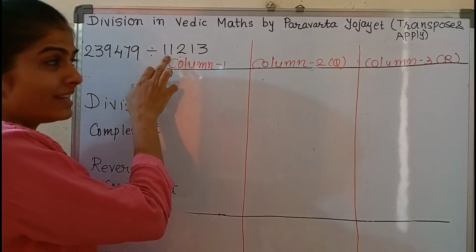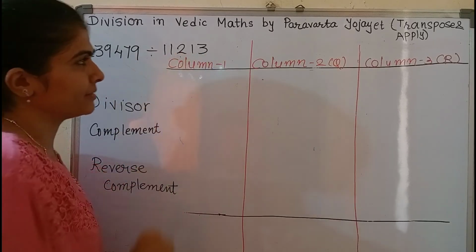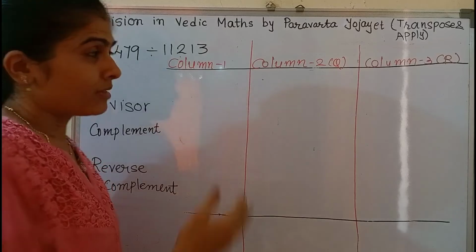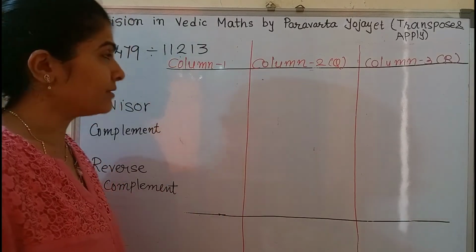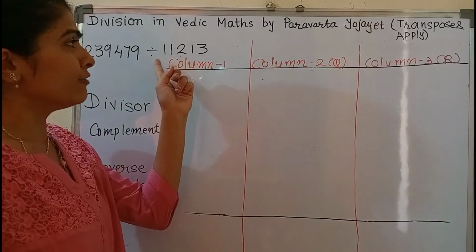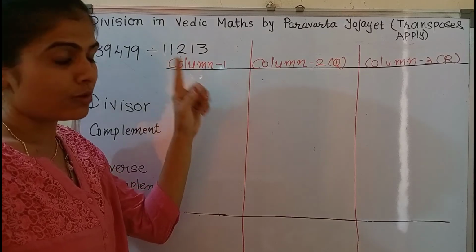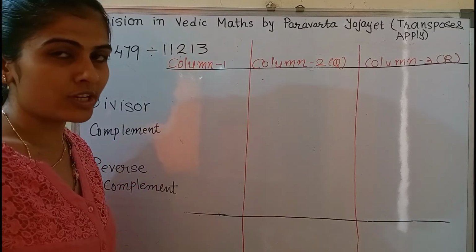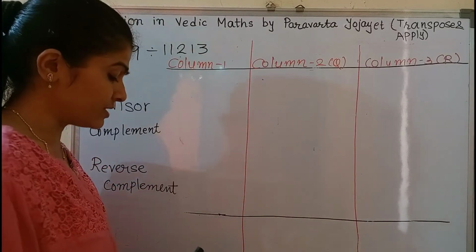2,39,479 divided by 11,213. So the digits are larger, right? But as I told you, the first digit of the divisor must be 1. So we can choose only those numbers, which is the limitation of this method.